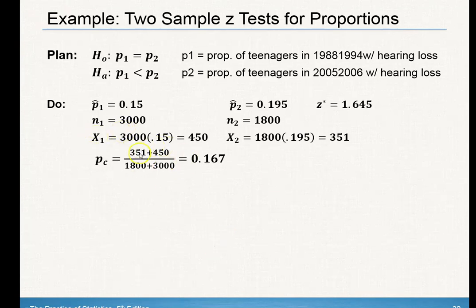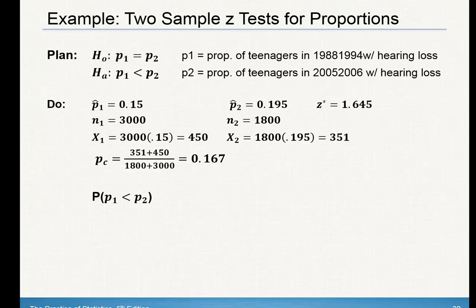Here's our pooled value. Now notice our pooled value is us just taking the 351 students plus the 450 teenagers divided by the total sample size. So I'm just literally combining my results to get a pooled proportion of 0.167 that you're now going to use for your standard error, and you should have used it for your previous part in your normal condition.